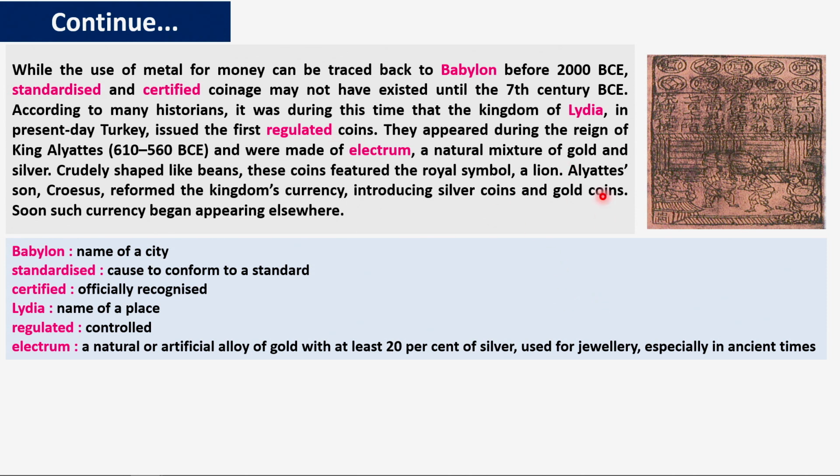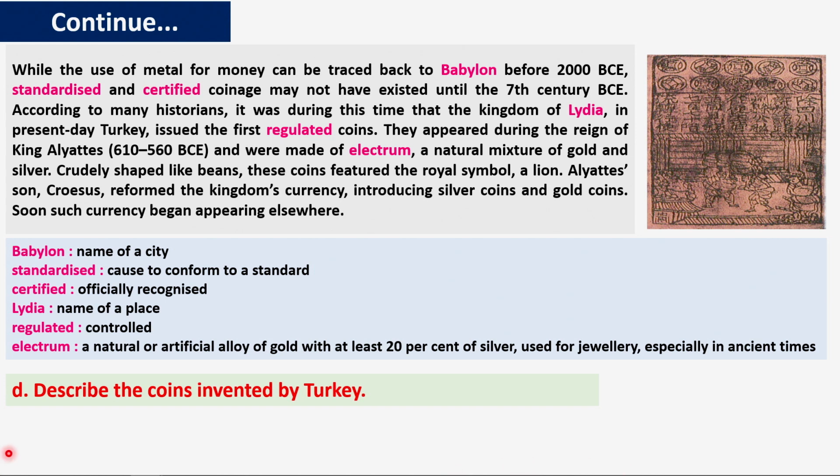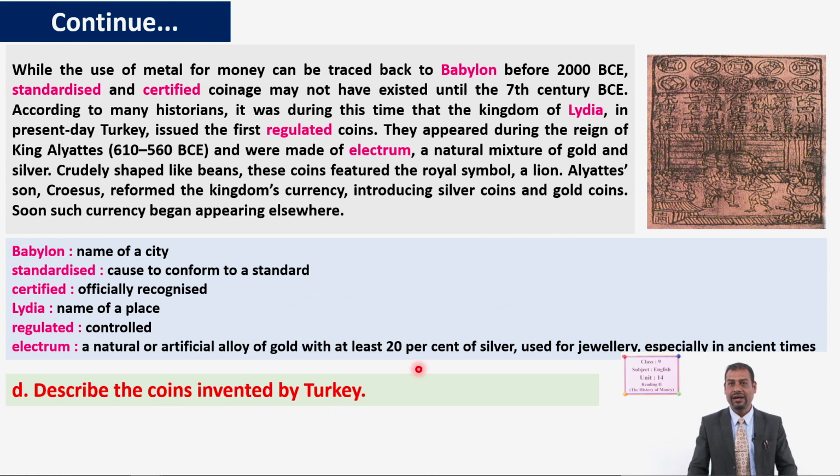So the words might be difficult for you, but don't worry, if you read them twice, thrice, it will be easier for you, okay. So after it, again, I have a question for which you have to find the information. Now, the question for you is, describe the coins invented by Turkey. Now, you have to describe the coins made by Turkey. So, do you find it? Where is it?